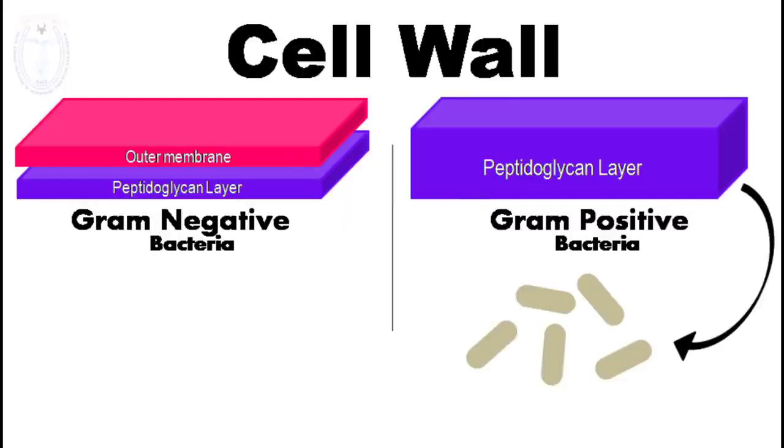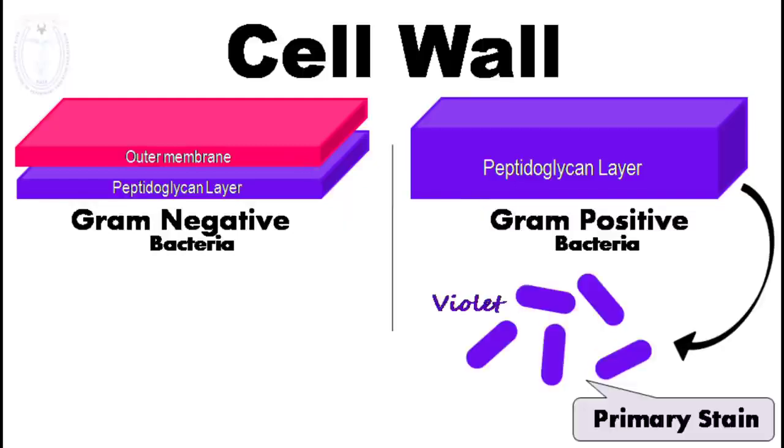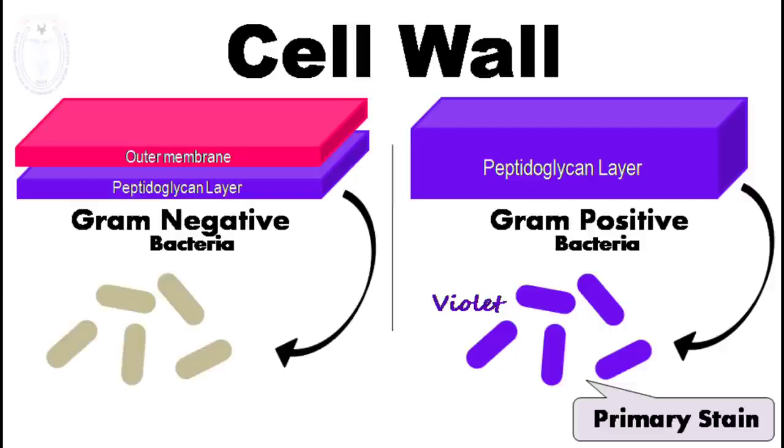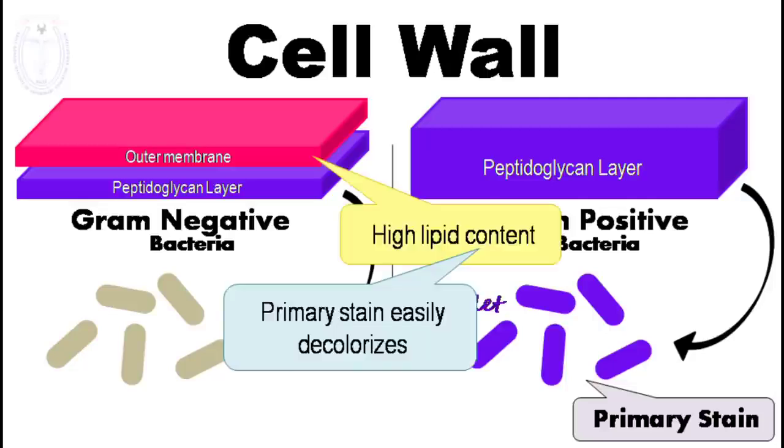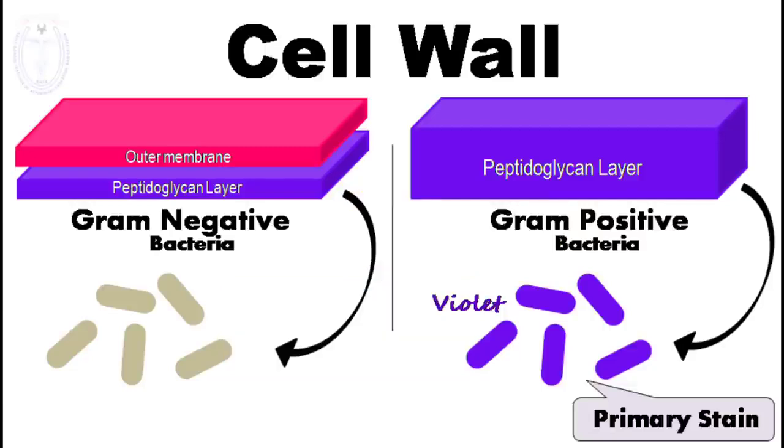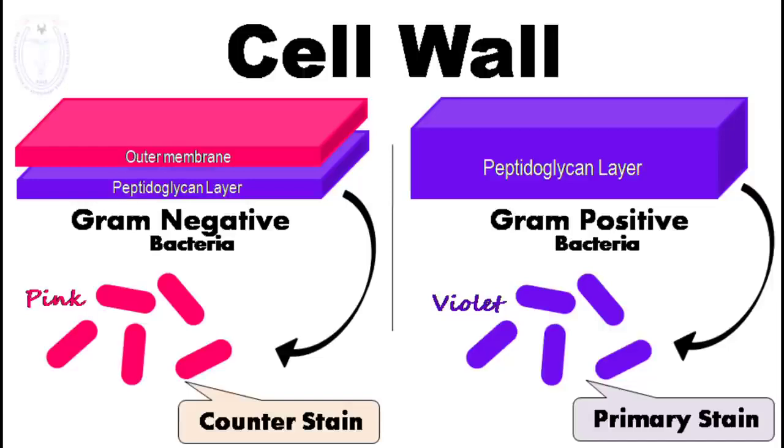So, the gram-positive bacteria fix the primary stain and appear deep violet. But the gram-negative bacteria do not fix the primary stain due to their thin peptidoglycan layer, and also, they get easily decolorized with methanol due to high lipid content in the outer membrane. So finally, they take the counterstain and appear pink.